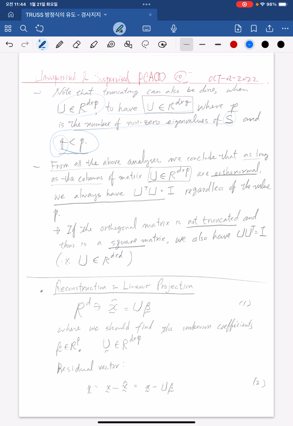Q is less than or equal to P. From all the above analysis, we conclude that as long as the columns of matrix U, D by P, are orthonormal, we always have U transpose U equal to I, regardless of the value of P. If the orthogonal matrix is not truncated and is a square matrix, we also have U U transpose equal to identity.